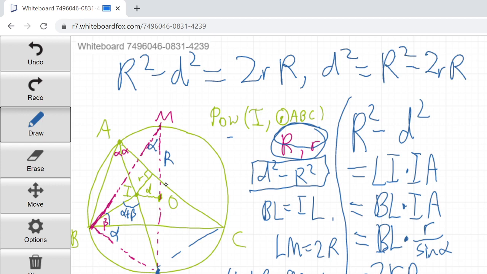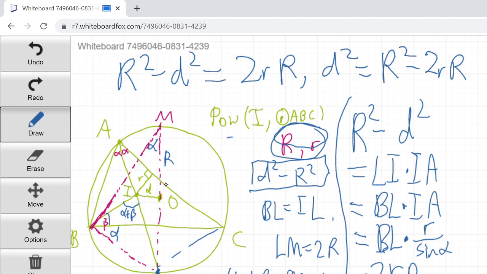So we can figure out d squared if we know R and r. And so the power of a point of the incenter with respect to the circumcircle is just minus 2 times the product of the radii. Interesting.